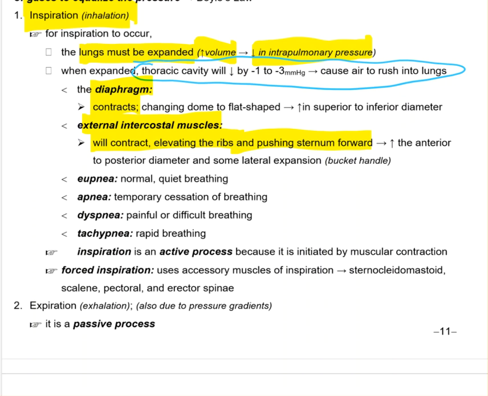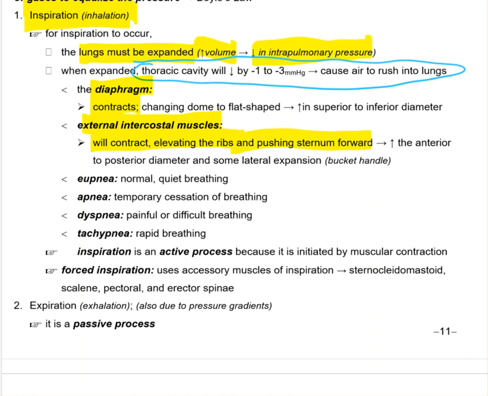Now, there's different terms, and these are the different breathing terms. This is more a clinical thing. Eu means true, so eupnea is normal, quiet breathing. Apnea is the cessation of breathing, like someone who has sleep apnea. Sometimes they stop breathing while they're sleeping. Dyspnea is difficult or painful breathing, and tachypnea is rapid breathing.